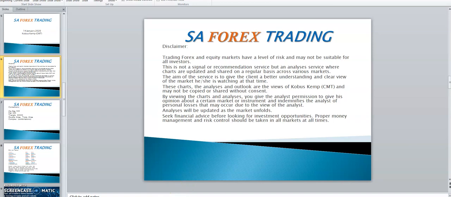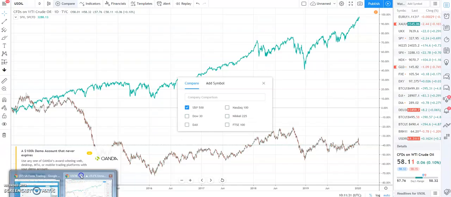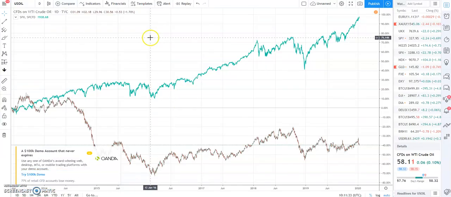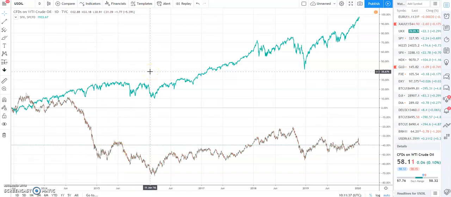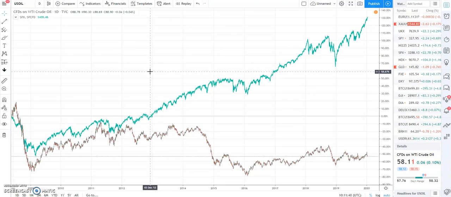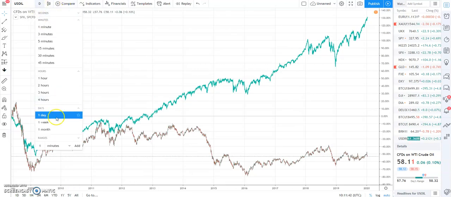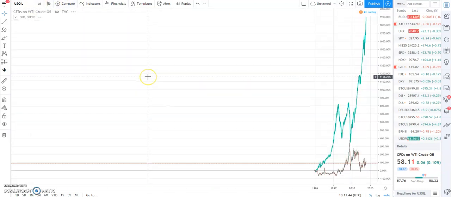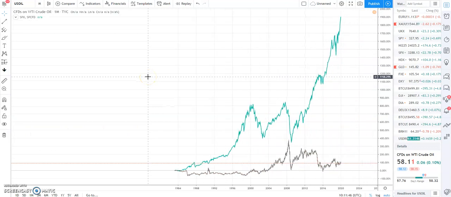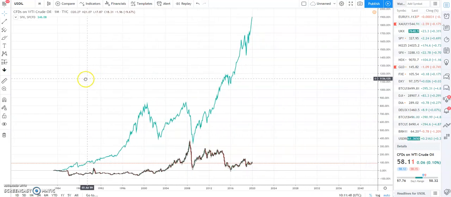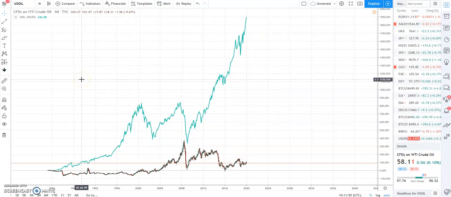If you want to have a place or a chart where you can overlay charts, please go to tradingview.com. This is the charting software that I use many times to overlay charts, and you can see here that I have overlaid oil with the US stock market. So what has that to do with each other? What is going on with this chart? Why in the world would you do that?